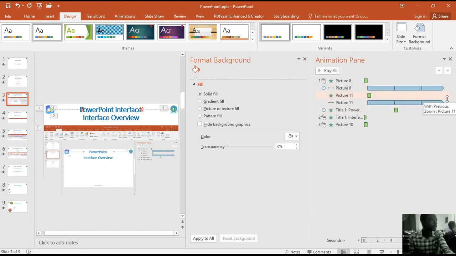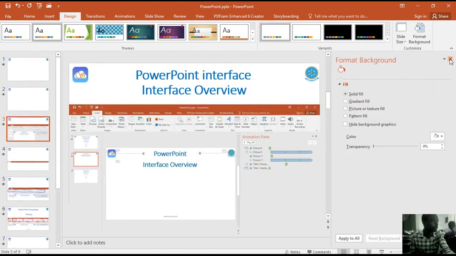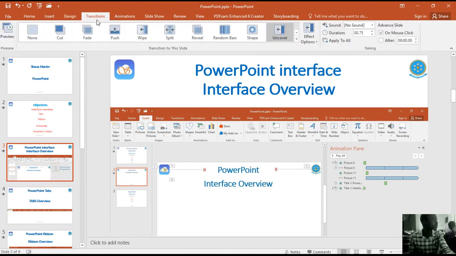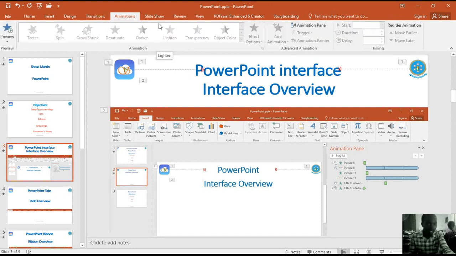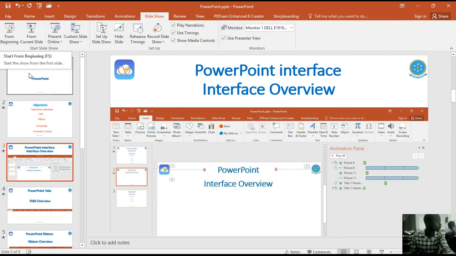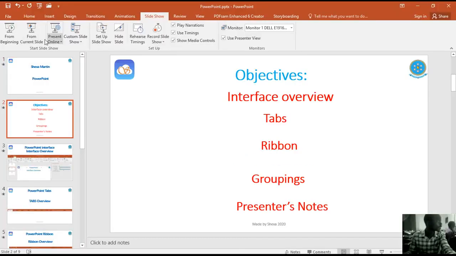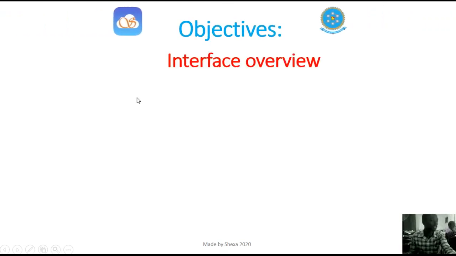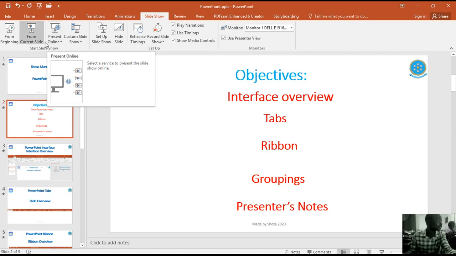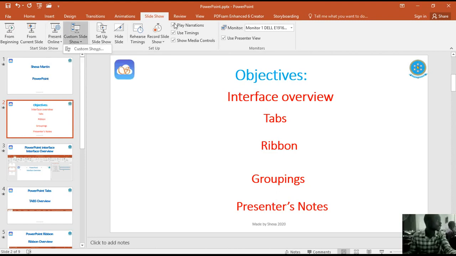You might be asked by somebody to change the background of his or her PowerPoint. So let's close all these panes. Then transitions, you may choose any transition from this. You will see how we apply transitions as we start our project in the next 5 minutes. Slideshow, you can choose to start from the first slide by clicking here, so it starts with the first slide. But if you choose to run from the current slide, let's say I'm here, if I say current slide, I will start to run my slideshow from this second slide. Present online, I can present it on the internet, custom slideshow and so forth. Review.